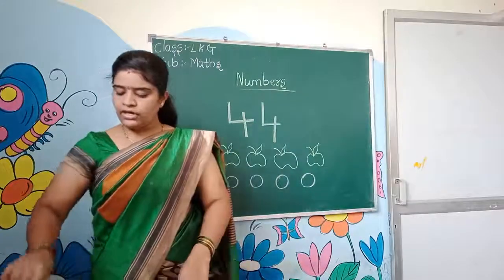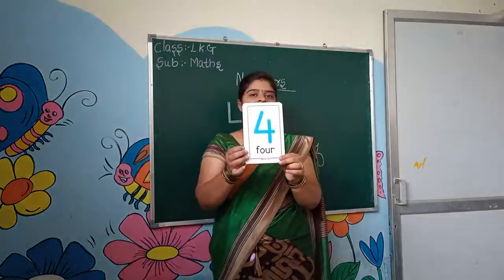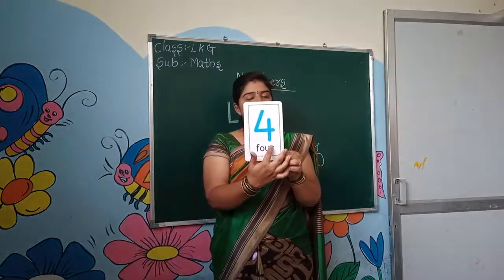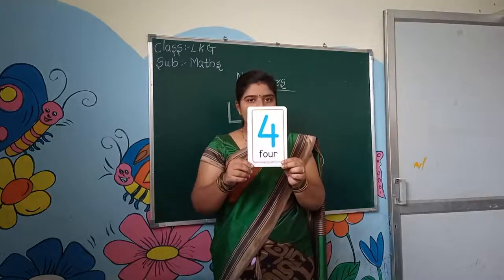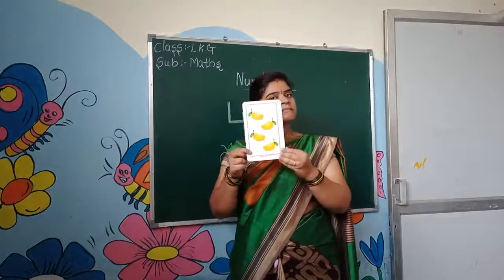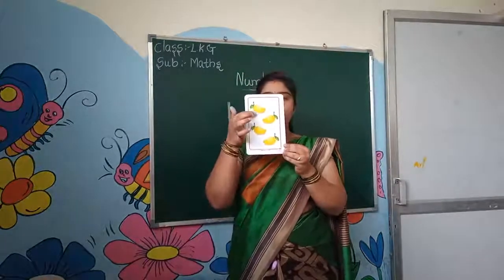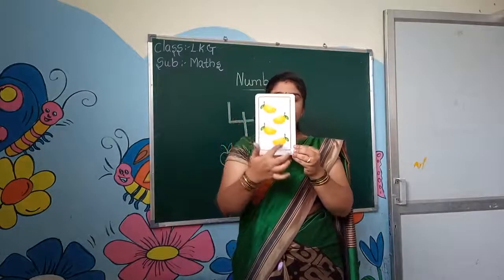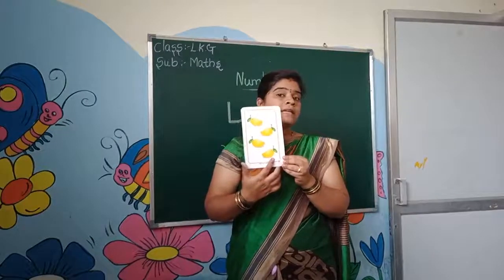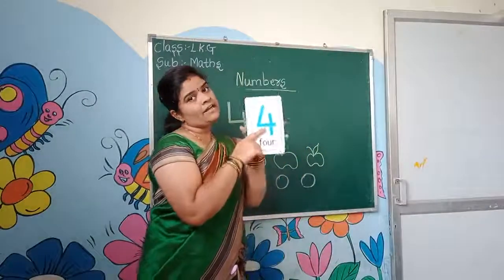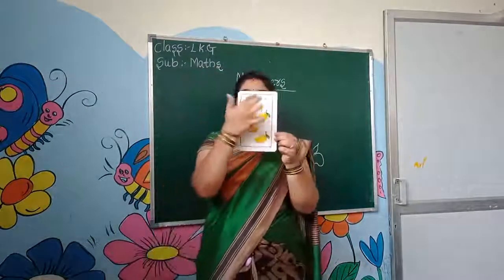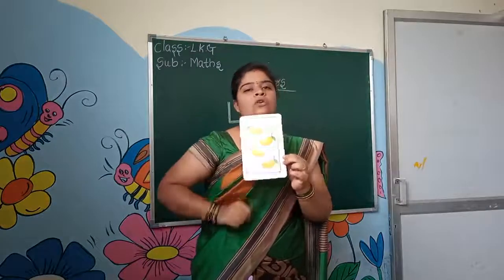Yes. I show here one flash card. Which number is this one? Yes, number 4. Then on the back side, how many mangoes are given? Count. 1, 2, 3, 4. They are given 4 mangoes, because here they are given number 4. That's why they are drawing here 4 mangoes.